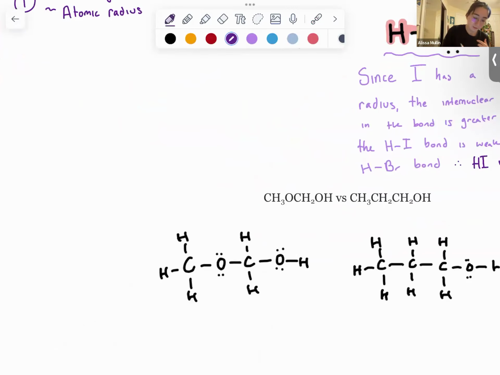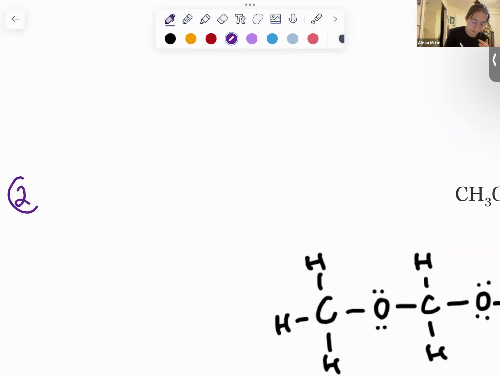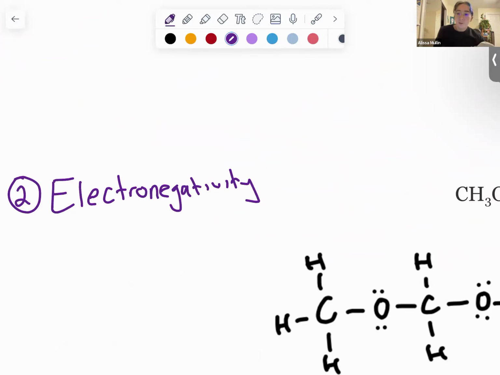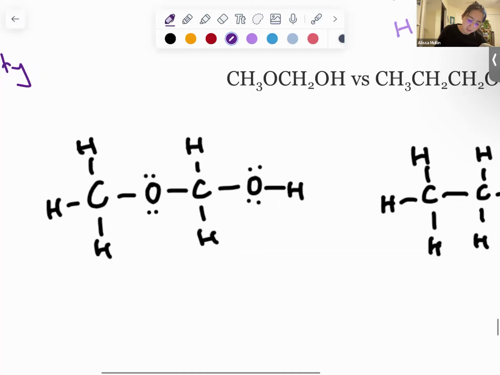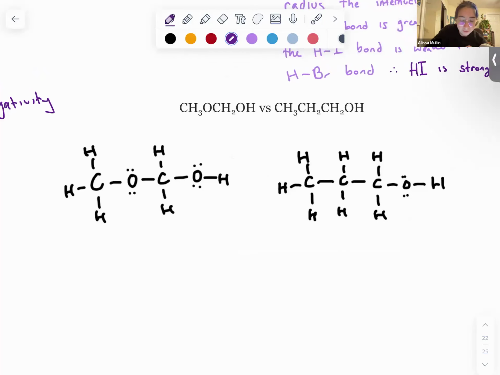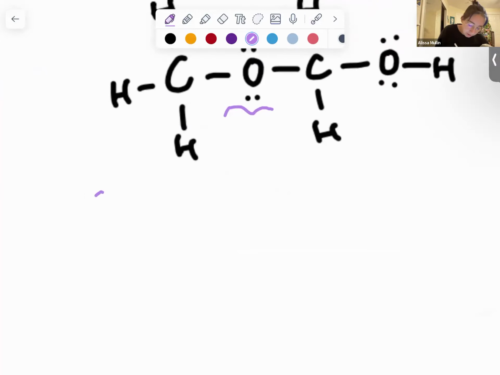Okay. Another thing we might consider is electronegativity, the ability to pull on electrons. So let's compare these two structures. What do you notice that's different about them? Hopefully we see that we have this oxygen embedded in the carbon chain versus the other one just being a carbon chain. So what does that do? This oxygen is more electronegative.